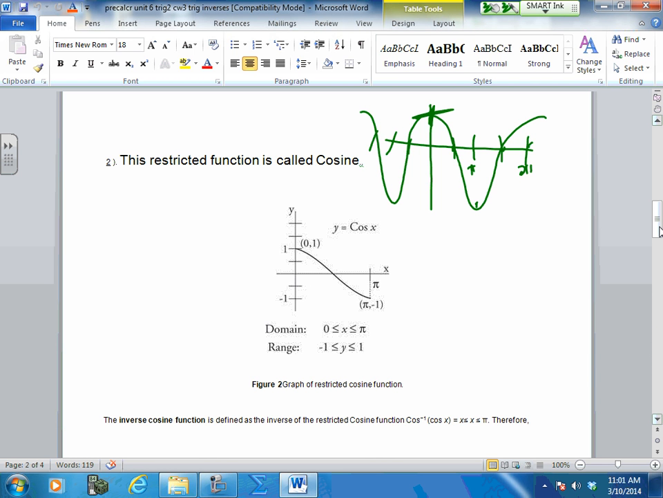Now, we continue going until we have to round the bend. Whoops, right there. Gotta stop. So now, where is my restricted domain for cosine?